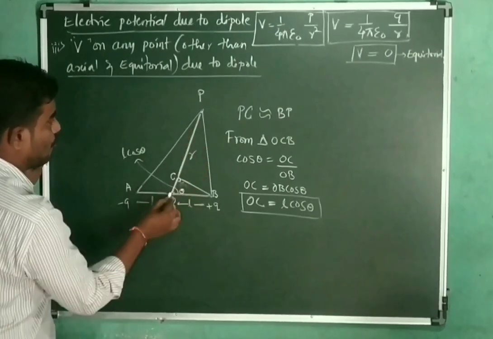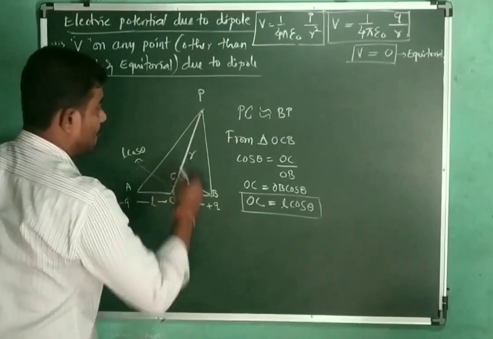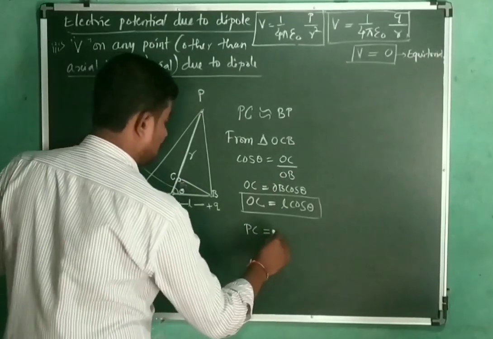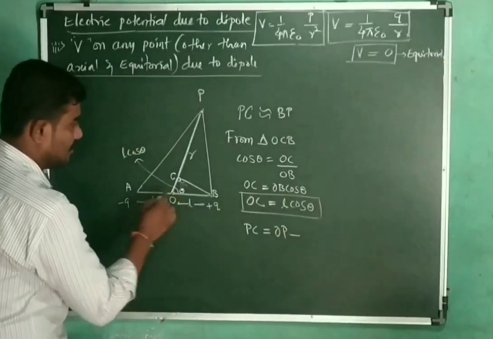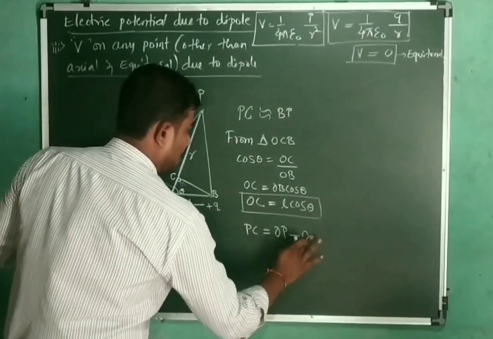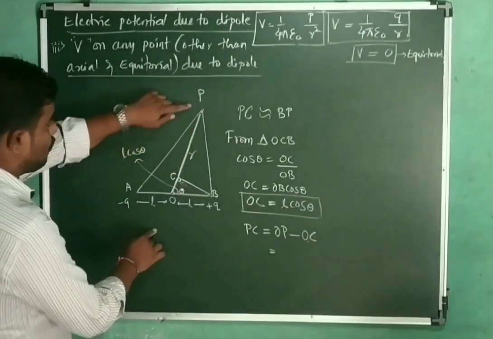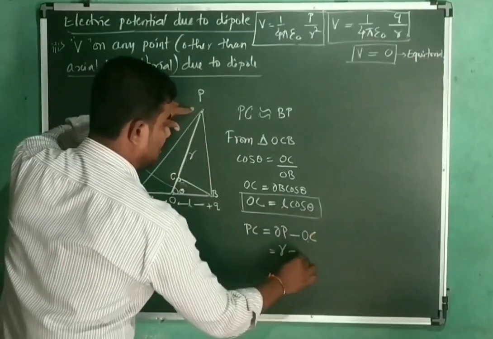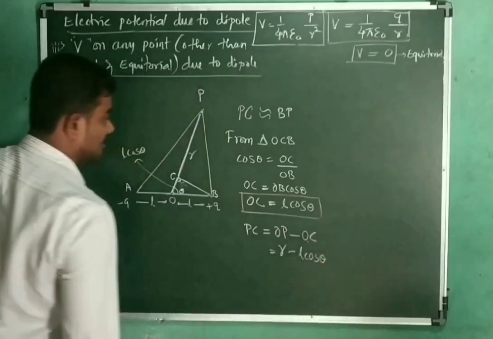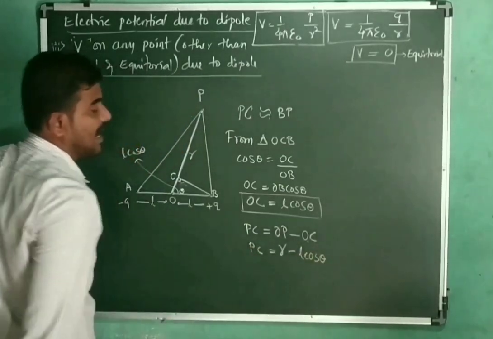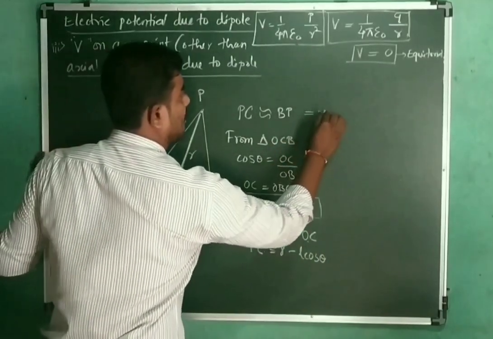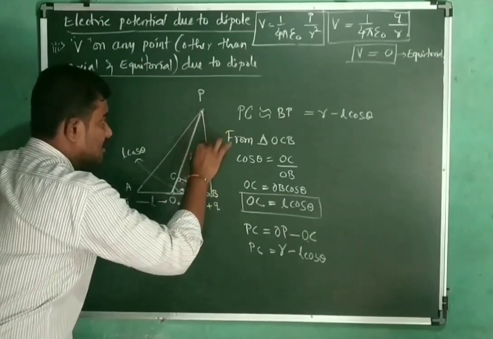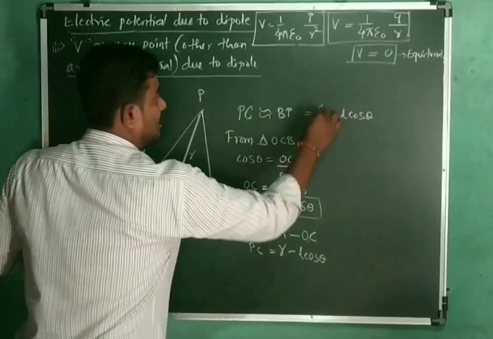The total distance OP is R. Therefore PC is equal to OP minus OC. OP distance is R, from here to here, and OC is L cos theta. Therefore PC is equal to R minus L cos theta. So now I know this distance: R minus L cos theta.